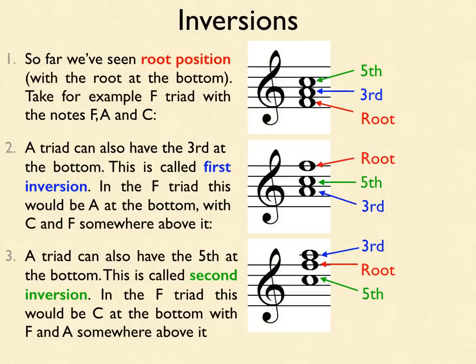Okay, so those are the three most common types of positions that you'd have for triads. You have root position, first inversion, and second inversion. Root position with the root at the bottom, first inversion with the third at the bottom, and second inversion with the fifth at the bottom.